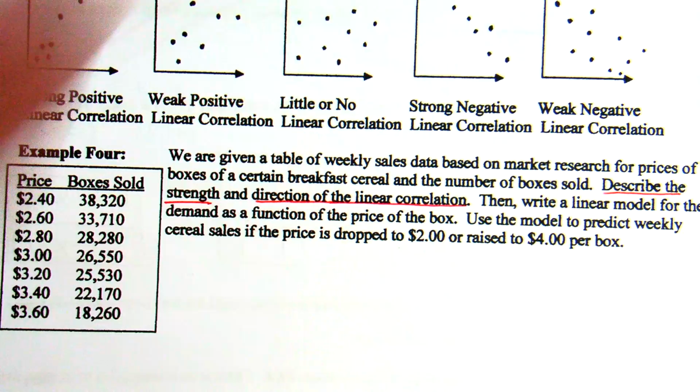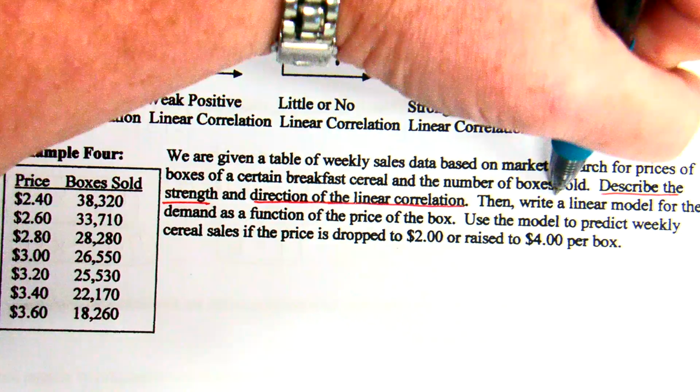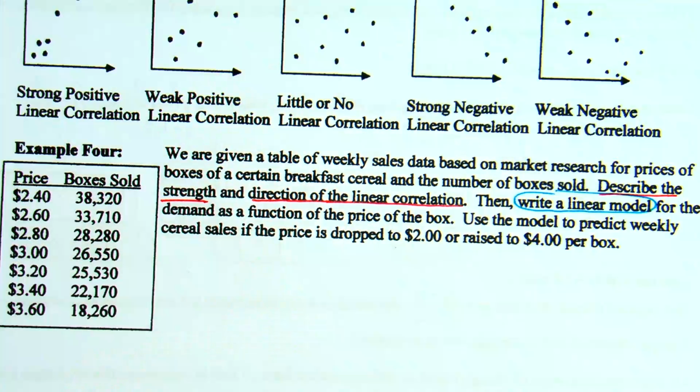And then it also says to write a linear model for the demand as a function of the price of the box. And lastly, we're going to use that model to predict weekly cereal sales if the prices drop to $2 or raise to $4 per box.